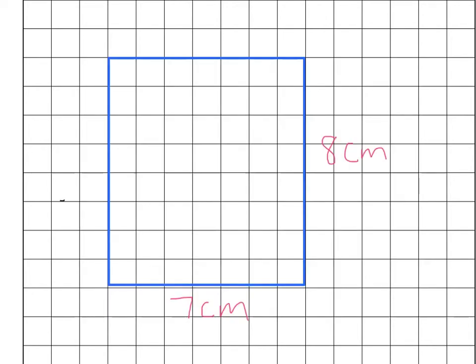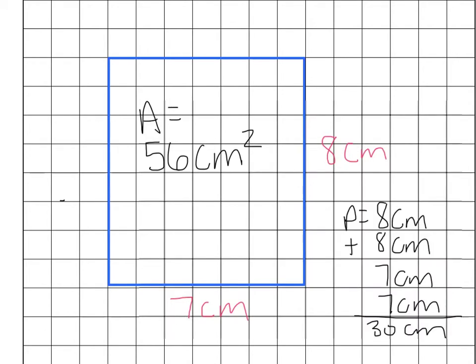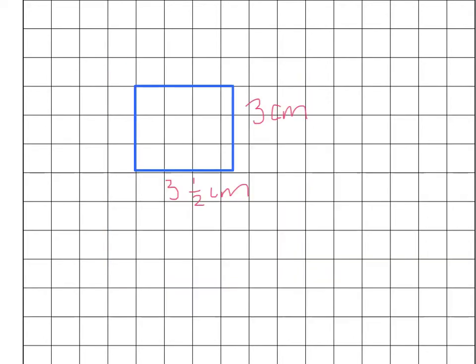Okay, here's another example. I want you to pause the video and see if you can figure out area and perimeter for this rectangle. It has a base of 7 centimeters and a height of 8 centimeters. Pause it now. Okay, did you get a perimeter of 30 centimeters when you added those 4 numbers up? And did you get an area of 56 square centimeters? Hope so.